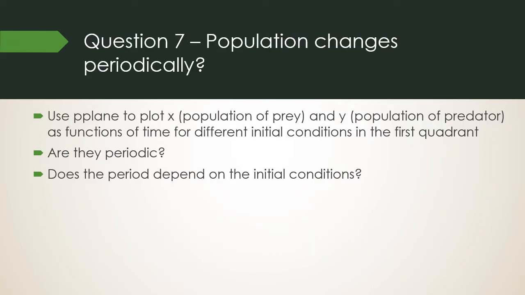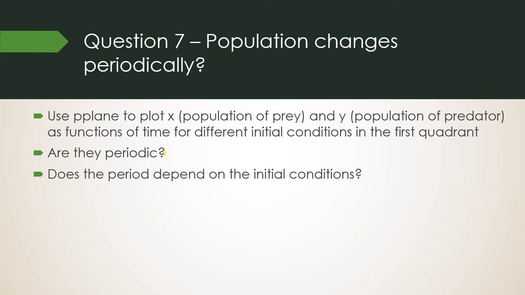Question 7 is a rather quick one. It just asks you to plot x and y as a function of time for the different initial conditions. And we've done this before. Again, you need to go to p-plane, plot the orbits first, and then go to the options above and plot y against t and x against t. And you should see some sort of sinusoidal wave. You can answer the question based on what you see.